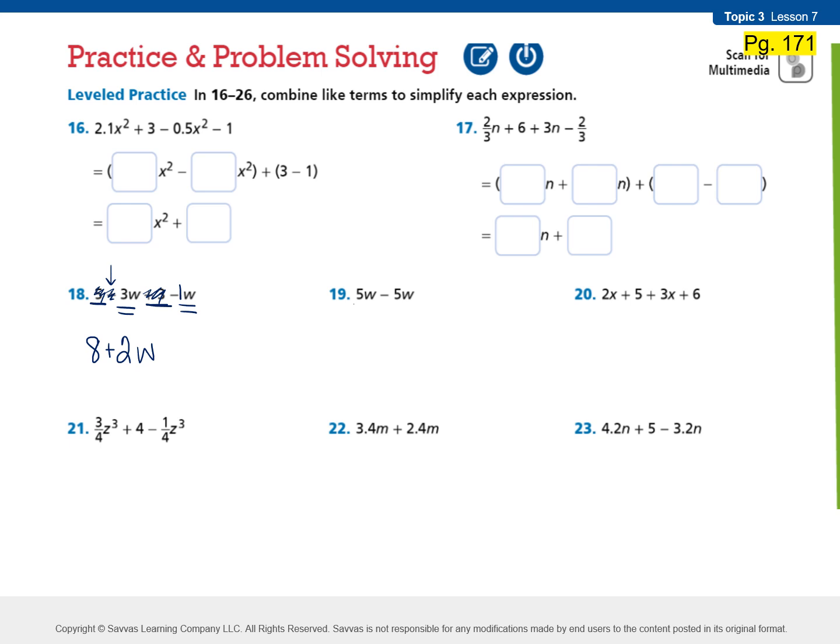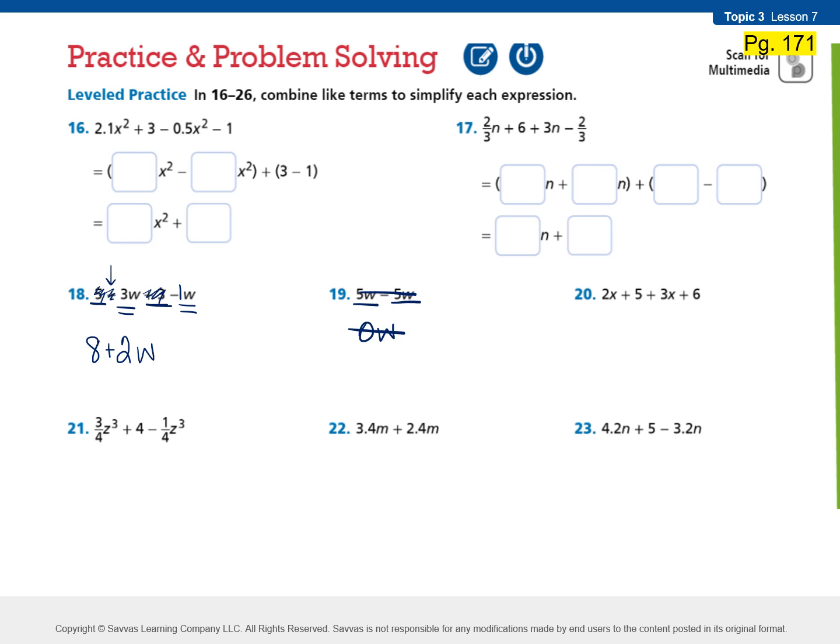Number 19, 5W minus 5W. They're like terms because they both have the variable of W. 5 minus 5 would be 0. And then you have W. So 0W. Or in other words, we have nothing. Side note, if you just said a W there, remember technically there's a 1. And 5 minus 5 was not 1. Okay, moving on.